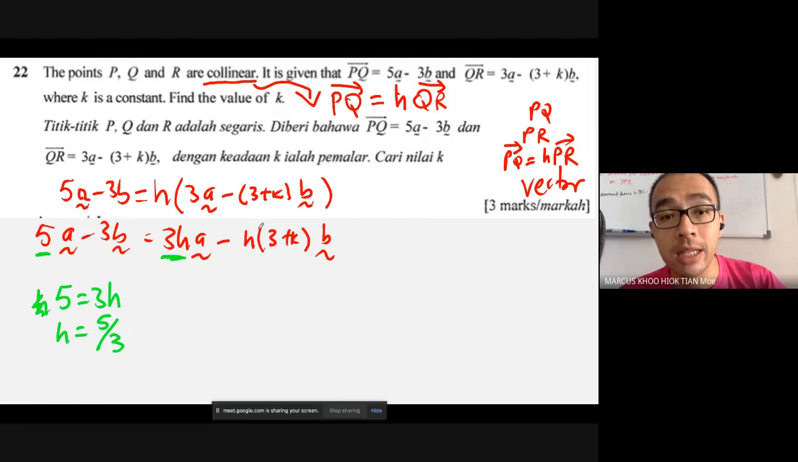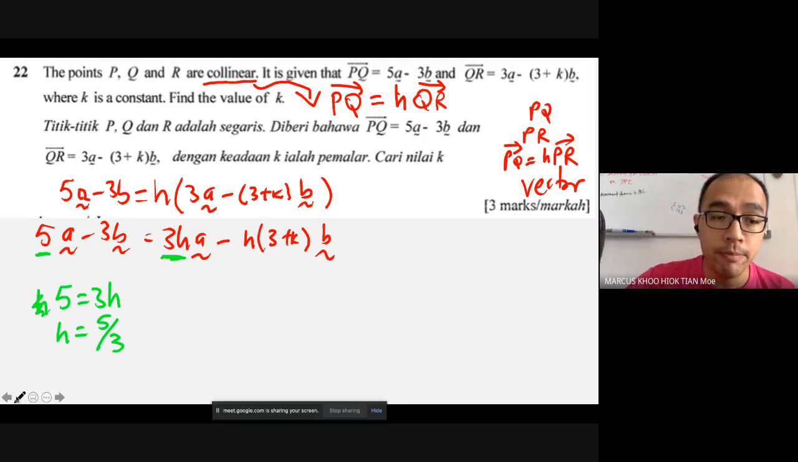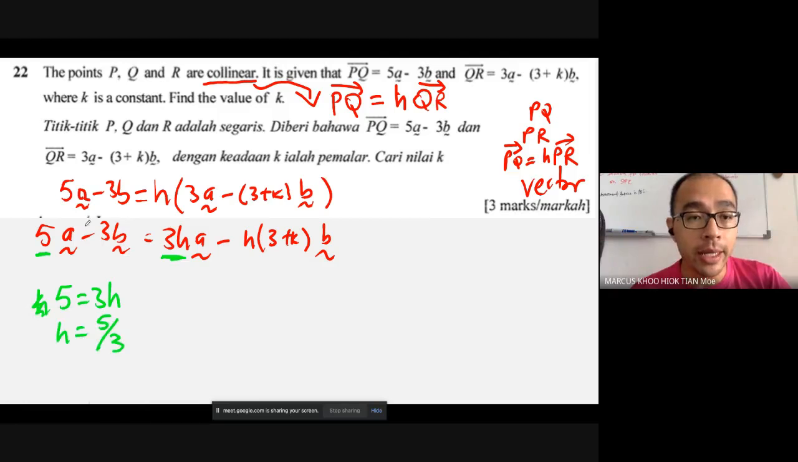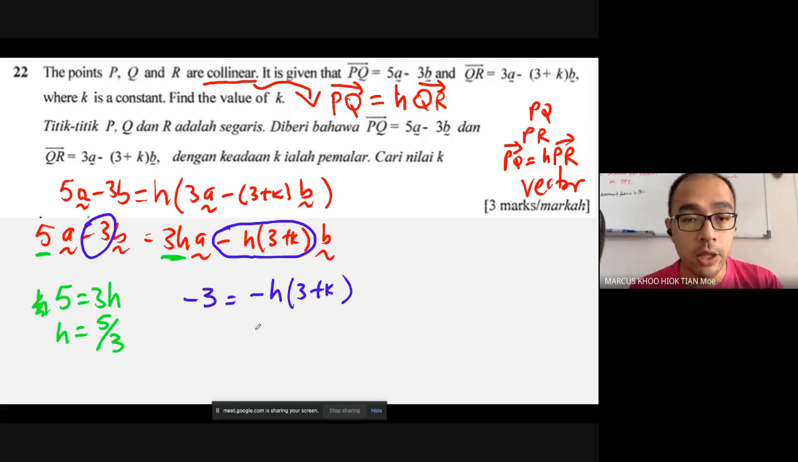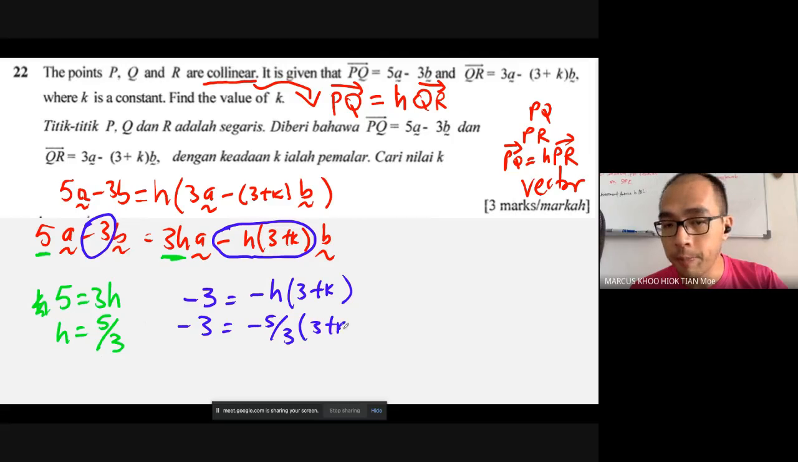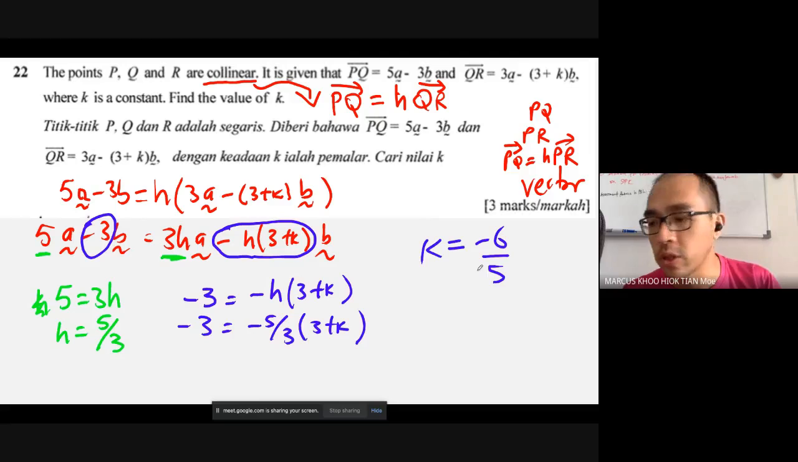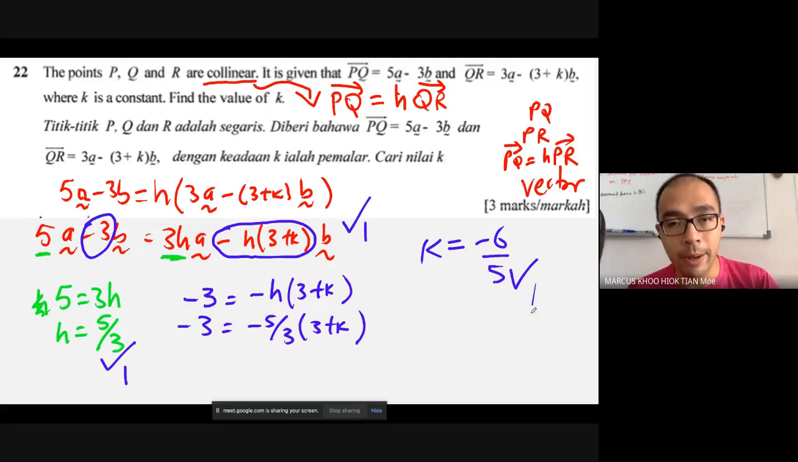But we don't want to find h, we want to find k. So let's compare the B vectors. The B vectors are negative 3 and negative h3 plus k. So negative 3 equals to negative h3 plus k. I substitute the h over here: negative 3 equals to negative 5 over 3, 3 plus k. Then I calculate, and I will finally get k equals to negative 6 over 5. So this is the final answer. Here is 1 mark, you get h is 1 mark, you get k is 1 mark.